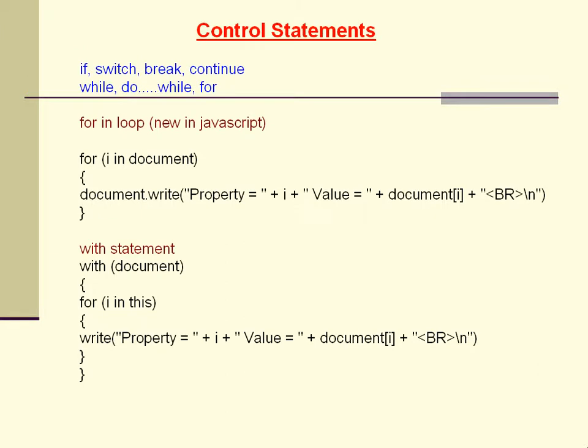The following are the control statements available in JavaScript. They are if, switch, break, continue, while, do while, and for. These are similar to those control statements in any programming language. There are two more control statements new in JavaScript. They are the for in loop. This is used to display the elements of the document. With statements. This is also used to display the elements in the document.